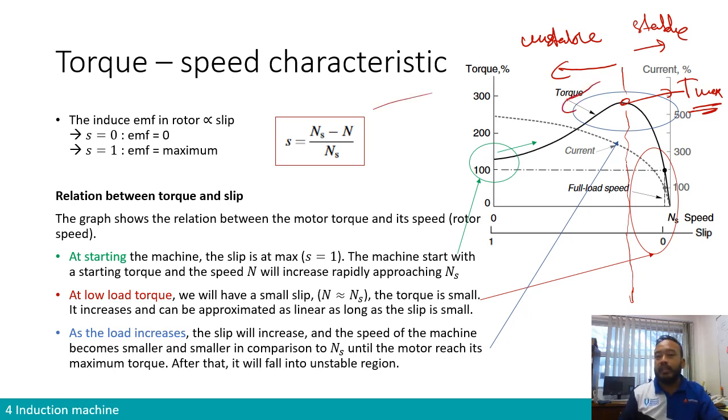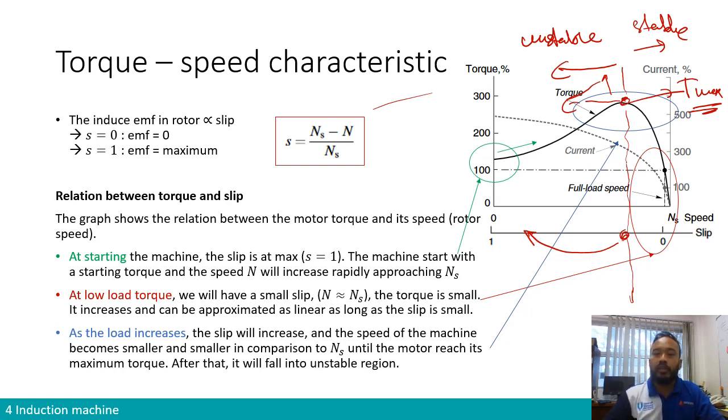Unstable region means the machine will completely stall, because if you increase the load more, the slip is going to increase. When you reach this maximum torque and this slip, and you increase the load torque, the machine will not be able to increase its torque. Therefore, the slip is going to quickly go towards 1, and the speed is going to be drastically reduced to 0. So the motor is going to stall. It's going to stop instantly.